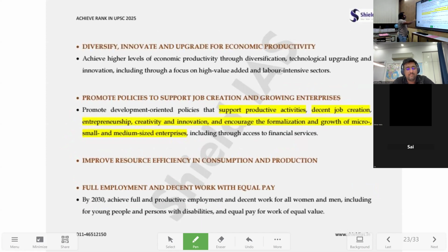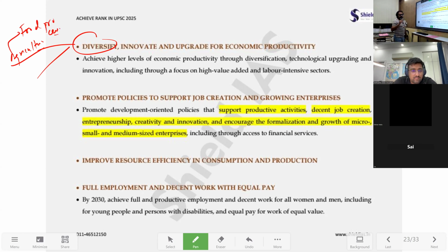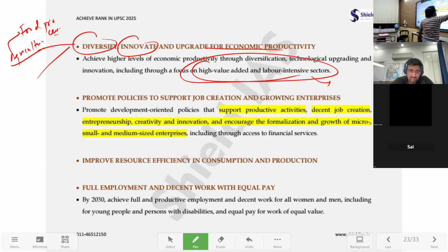Now, the next requirement is we need to diversify. Diversification in all the segments. When you talk about agriculture, the diversification required is food processing, creating more agri startups. Innovations and upgrades for economic productivity. So technological upgrading is required, innovation is required, and focus on high value added labor intensive sectors. We will be talking about this. Labor intensive sector is agriculture. Labor intensive sector is agri startups. Labor intensive sector is MSME. Labor intensive sector is sustainable tourism, that is required.